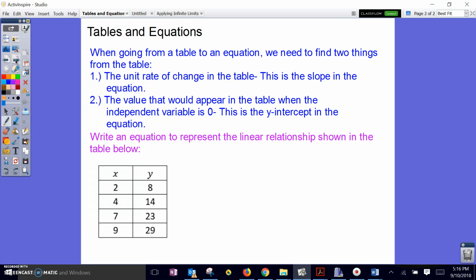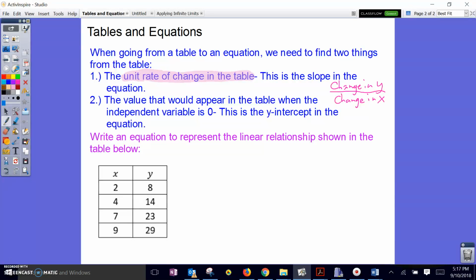We're going to need to figure out two things from the table to go from a table to an equation. First thing we need to figure out is the unit rate of change in the table. And we find out the unit rate of change in the table. That's going to be the slope of our equation. We find that out by taking the change in y between two entries and dividing it by the change in x. And that's what we're going to do first.